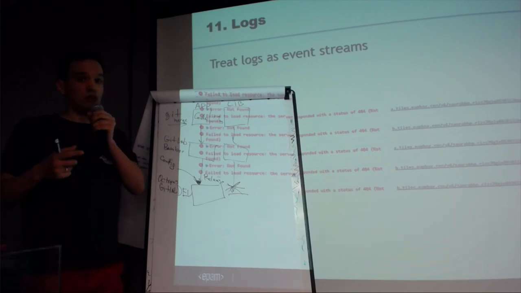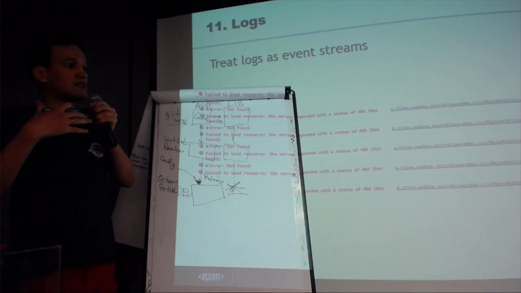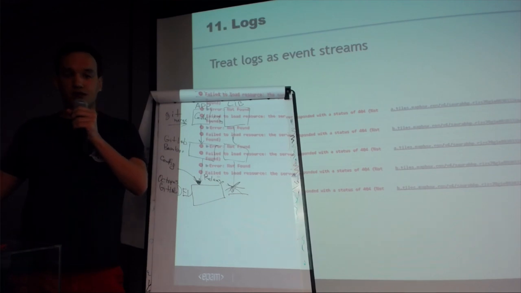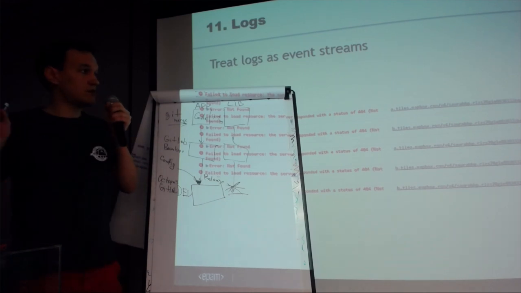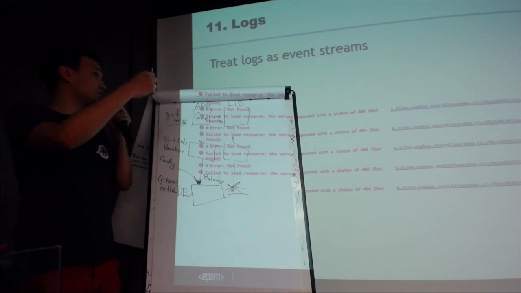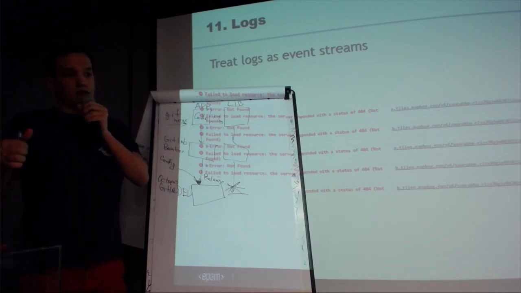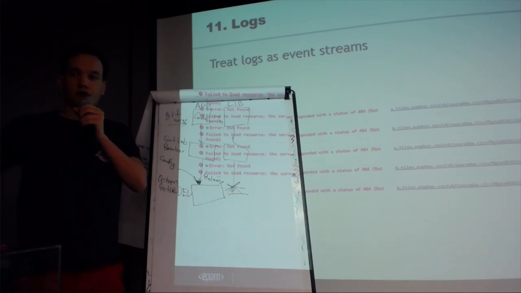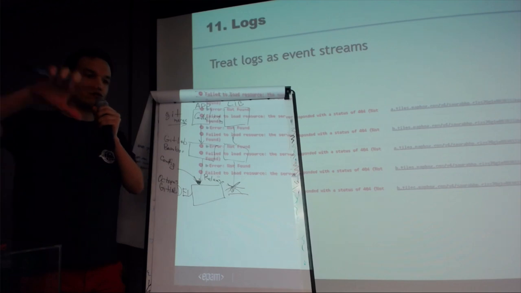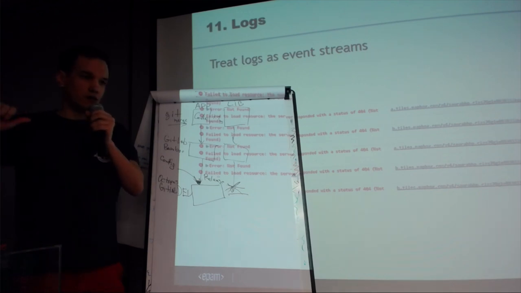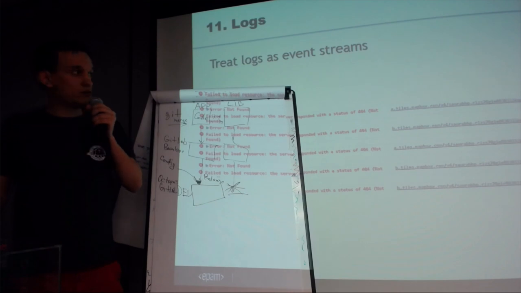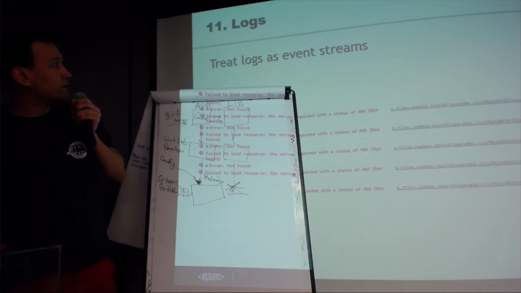In that case, we can implement it in a very simple way. Just write to stdout, and that's it. And after that, it could be redirected to a file. Some Filebeat service could take the file and send it to Elasticsearch, and then all this Logstash and Kibana stuff could do the rest of the job.